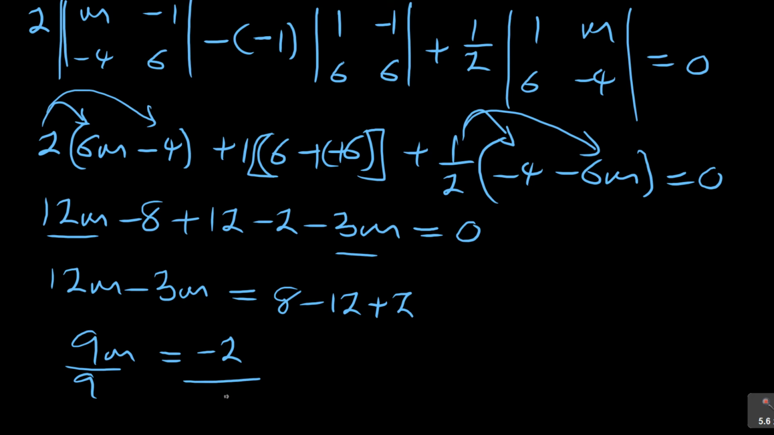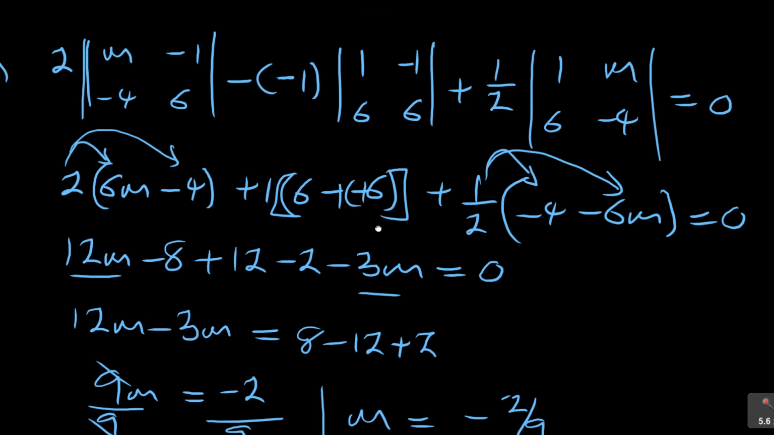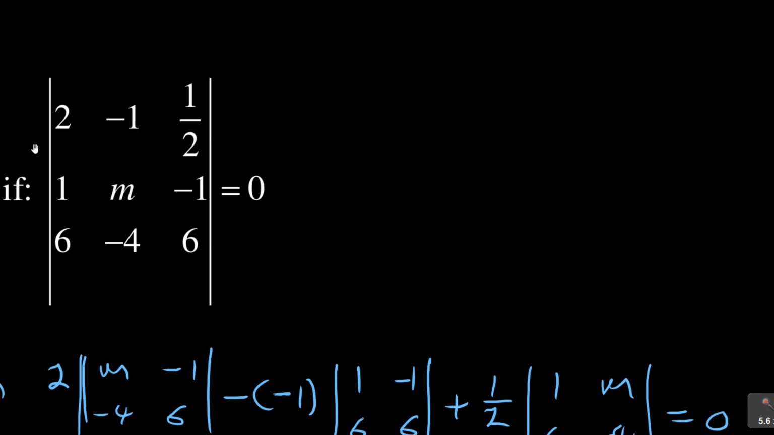Then you've got your m here to say m is equal to minus 2 over 9. So that's the value of m. And then obviously this one needs you to test. You're asking yourself if m here, where there is m, is negative 2 over 9, how will this matrix look like? So you come here.